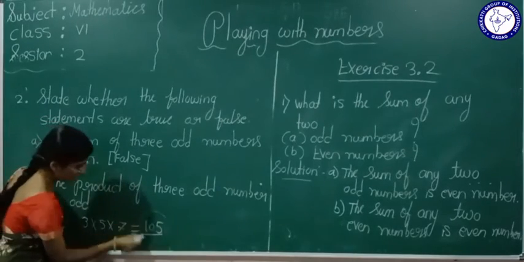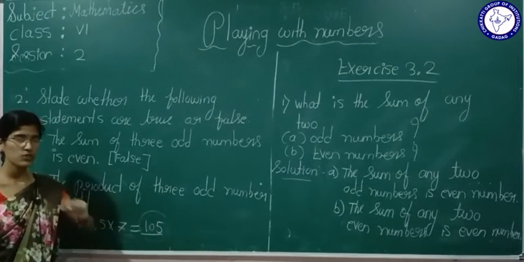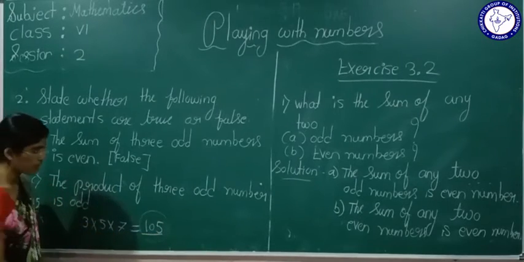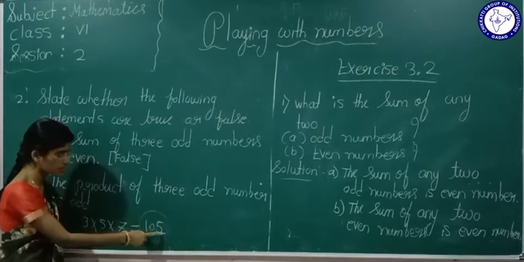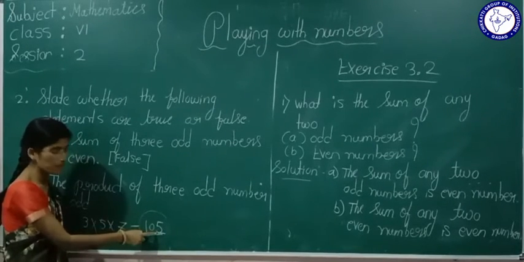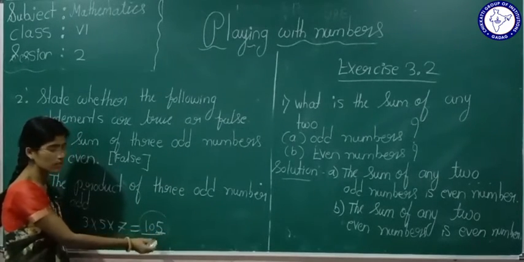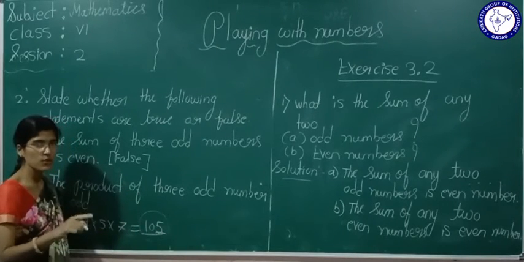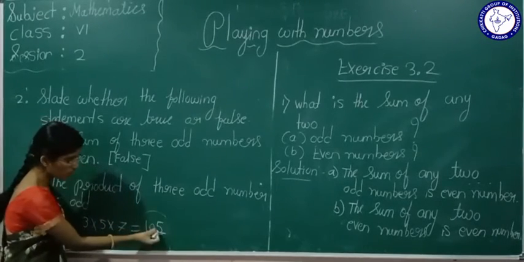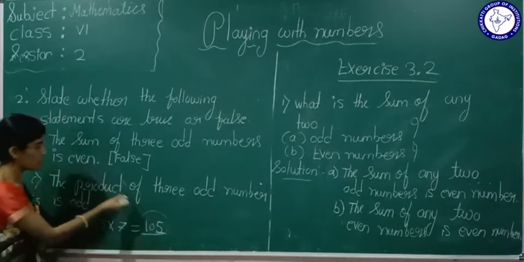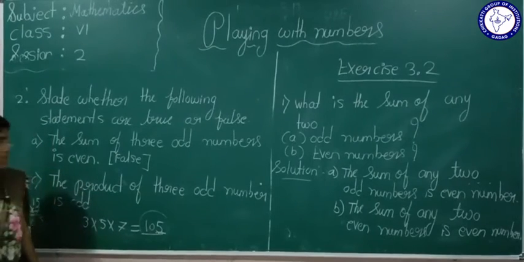Now see here, this 105 is an odd number. Now see here students, how will we come to know this is an odd number? If in the units place the digits are 0, 2, 4, 6 or 8, then this is an even number. Now here 5 is there, so definitely this is an odd number. So what can we tell? The product of three odd numbers is definitely an odd number only. This statement is true.